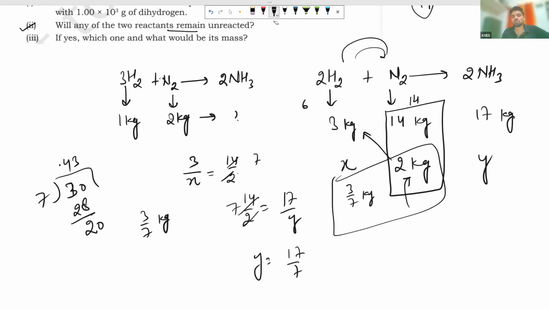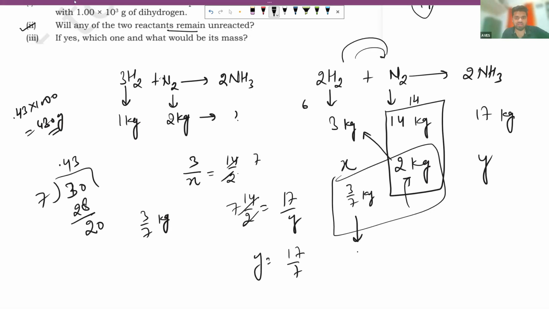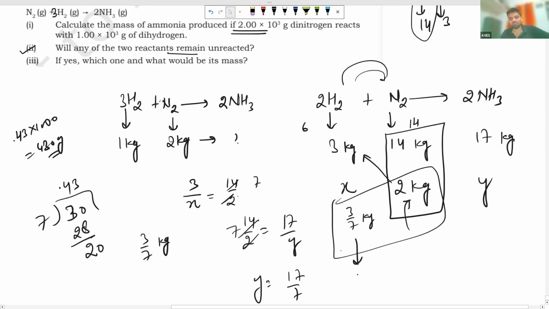So you can simply say that out of 1 kg, this is in kg. If you convert this into grams, you have to multiply by 1000. So that will be 430 grams. Out of the 1000 grams of hydrogen given to you here, only 430 grams will be consumed. The remaining 570 grams will remain unreacted. Similarly, you can convert it into kg also here.